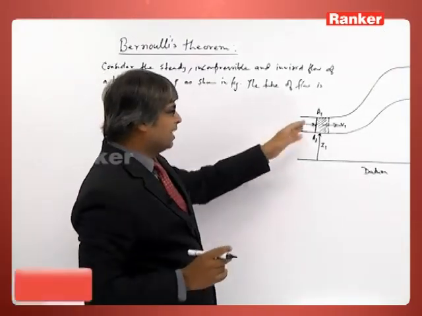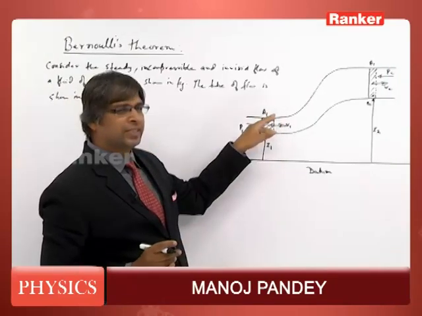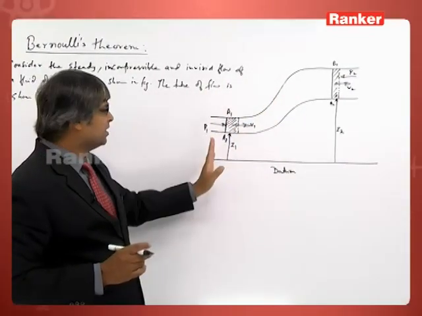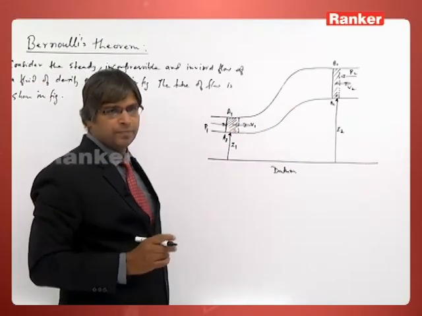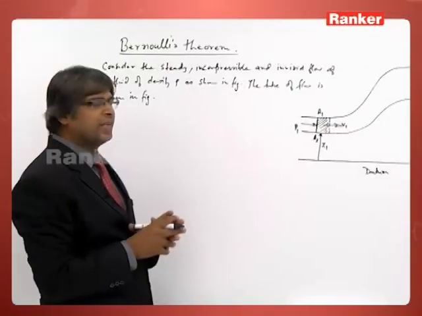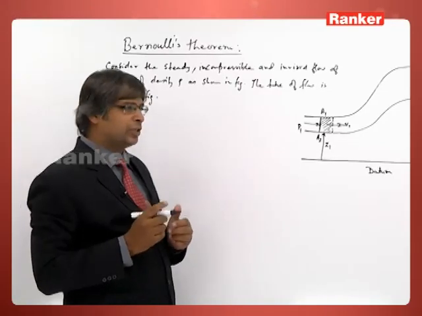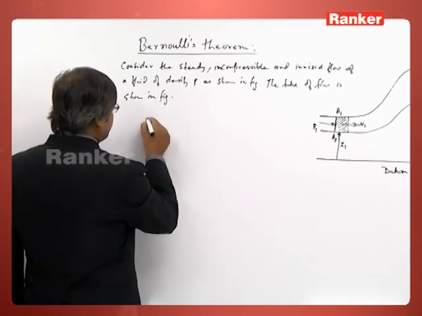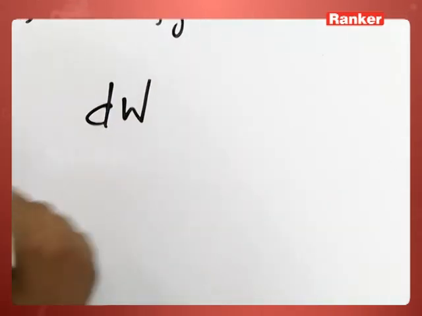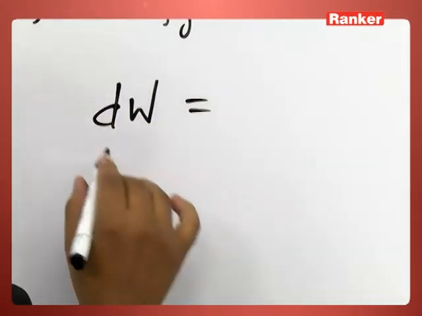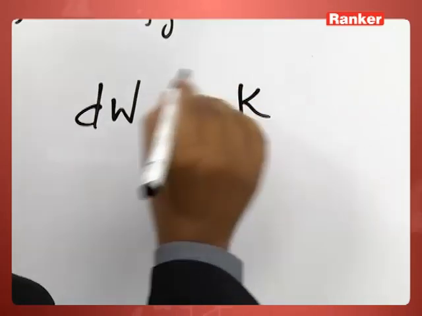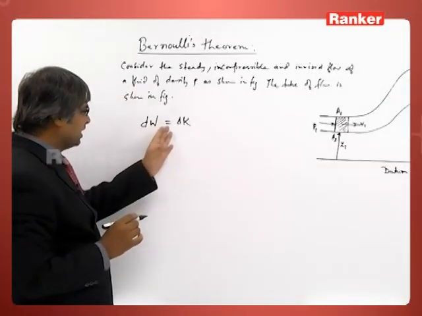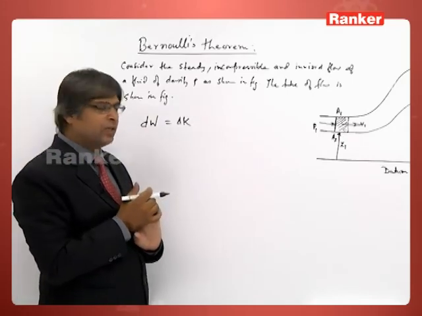So let us assume the standard symbols: V1 the velocity at this position, V2 there, P1 and P2 the pressures, Z1 and Z2 the heights. Now we are interested in using the work energy theorem. According to the work energy theorem, the work done is equal to the change in kinetic energy of the system.